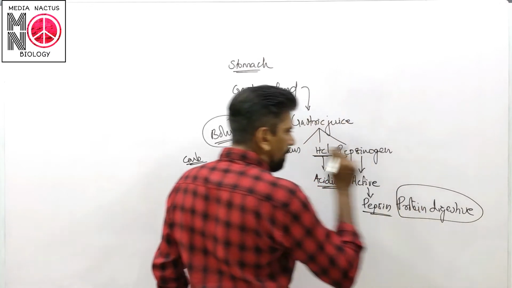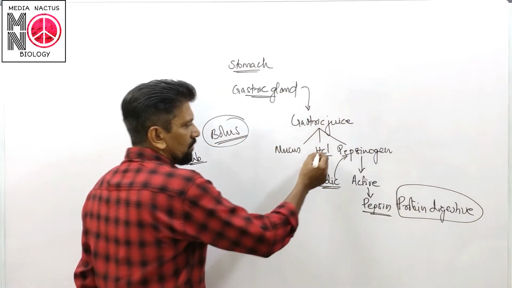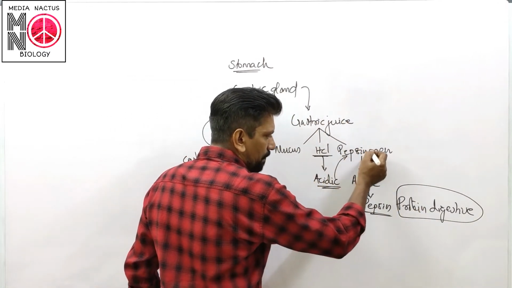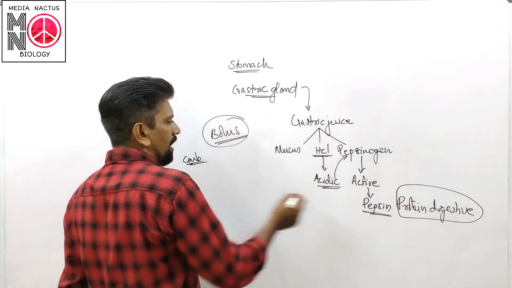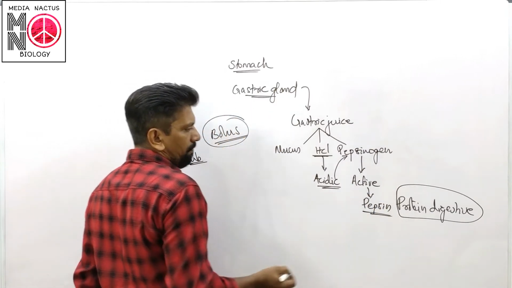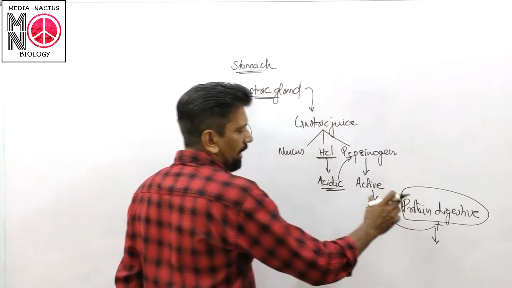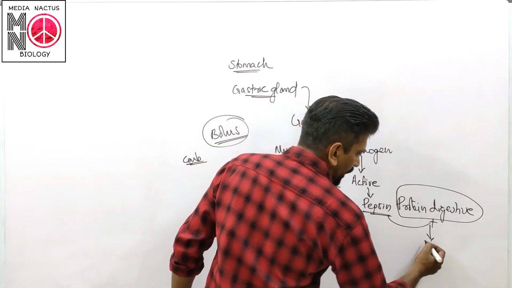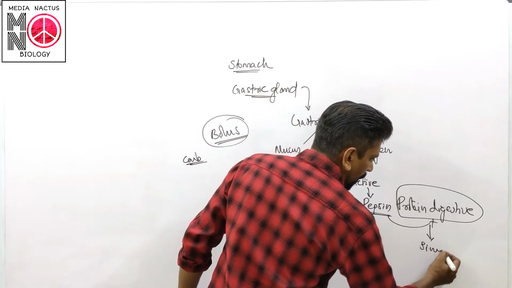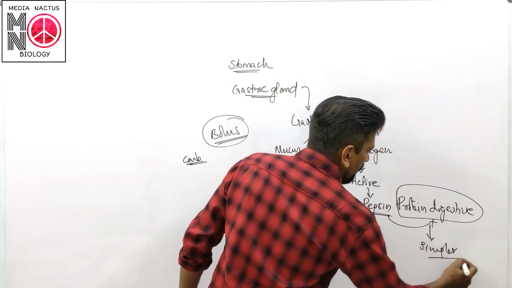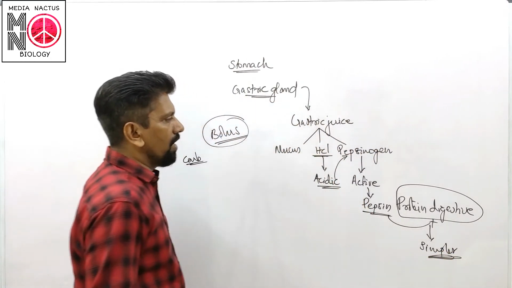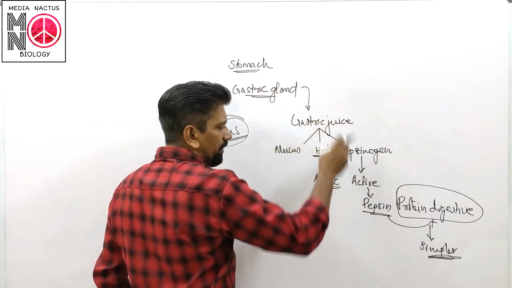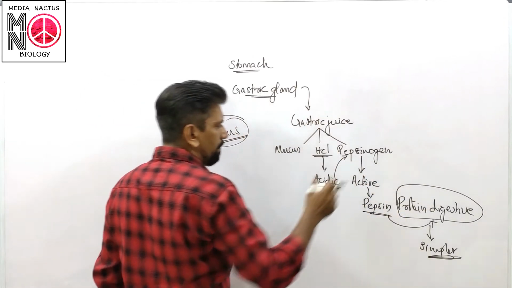Okay, pepsin is a protein digestive enzyme. As the HCl converts pepsinogen into pepsin, the food particles containing protein are acted on by the pepsin, which converts the protein into a simpler form. So the acidic nature of the gastric juice supports the digestion of protein.